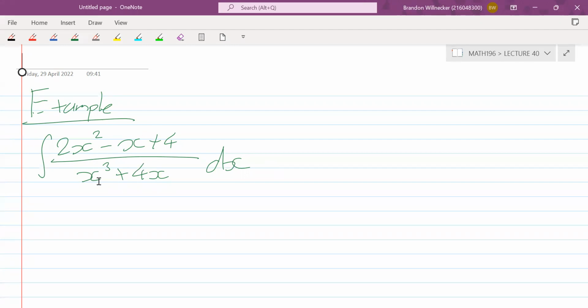Second, we need to look at the denominator and factorize. So let's do that.